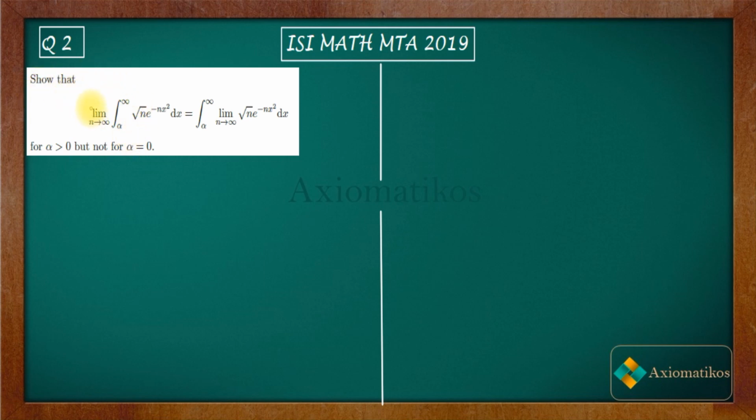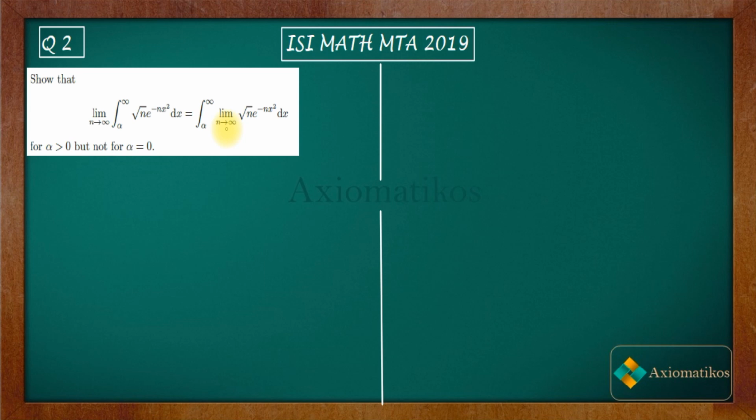Show that the limit as n goes to infinity of the integral from alpha to infinity of root n e to the power minus n x square dx is equal to this. What it means is that you can interchange the limit with the integration, for alpha greater than 0 but not for alpha equal to 0. So the question means that you can interchange the limit if alpha is greater than 0, and if alpha is equal to 0 then you cannot.